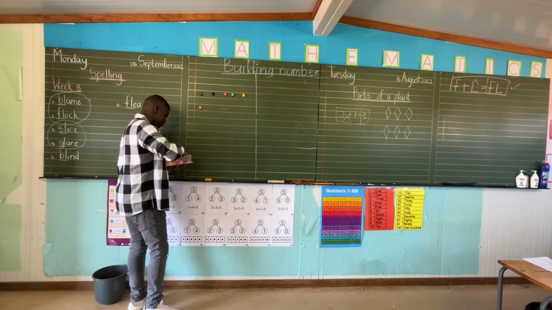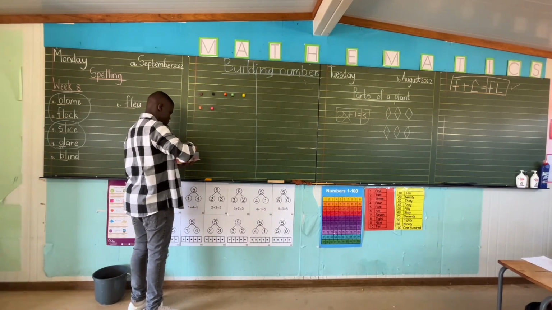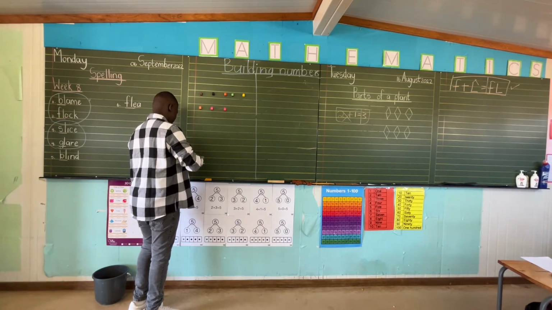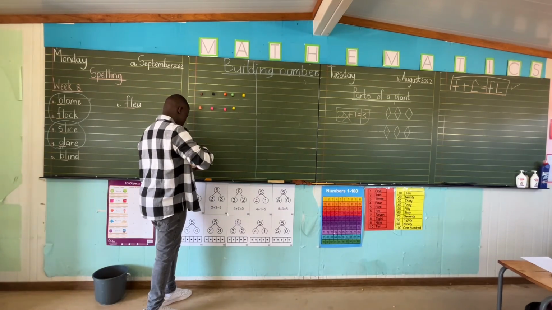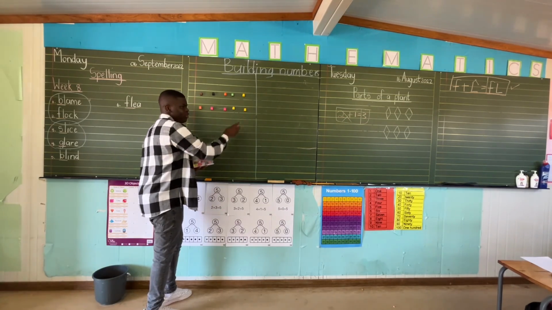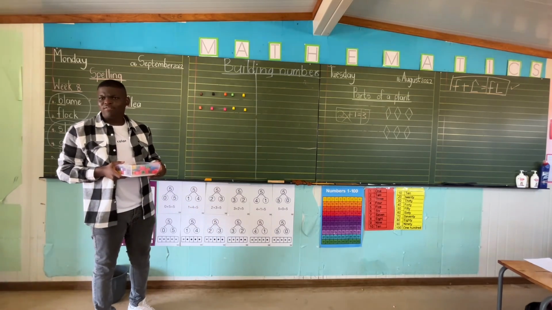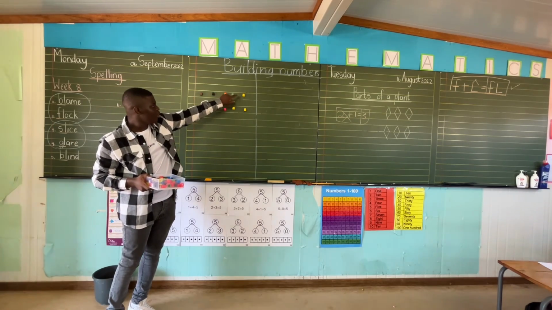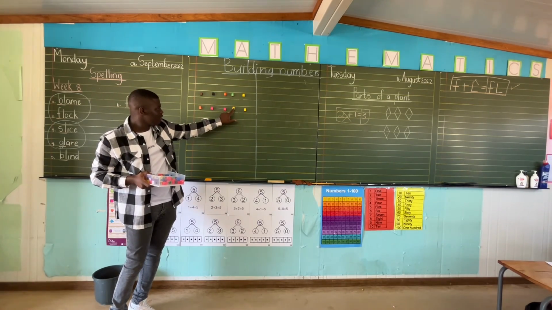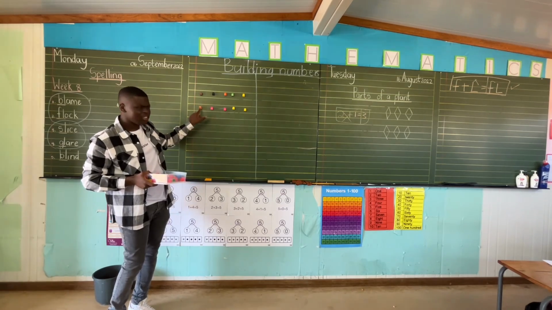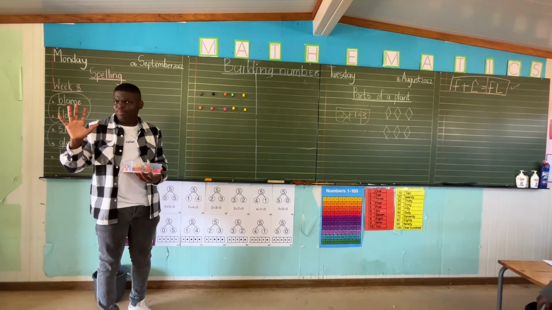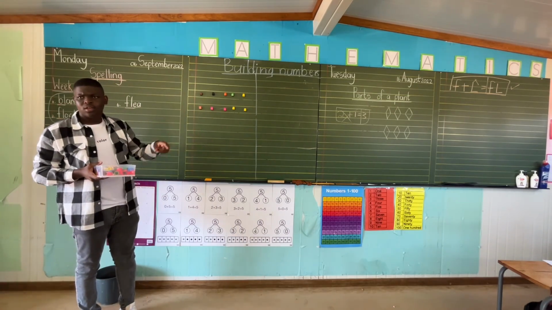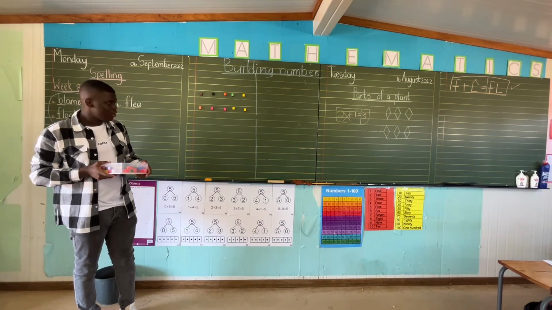1, 2, 3, 4, and 5. And let's count them together so we can find the total number. 1, 2, 3, 4, 5, 6, 7, 8, 9, 10. So we used 5 and we brought another 5. What did we get? We got 10. Okay.